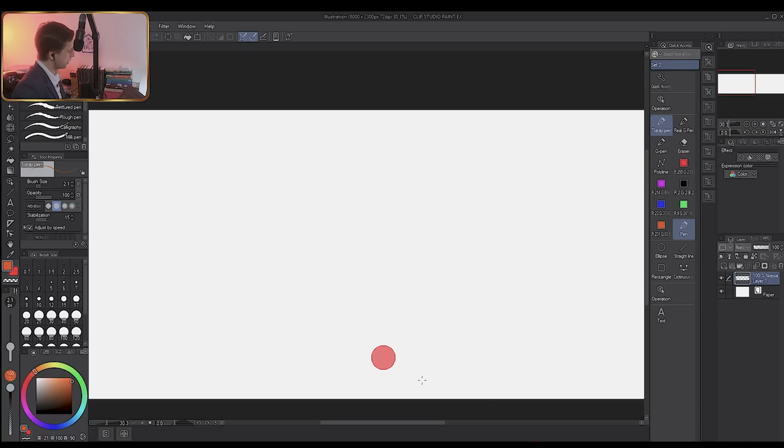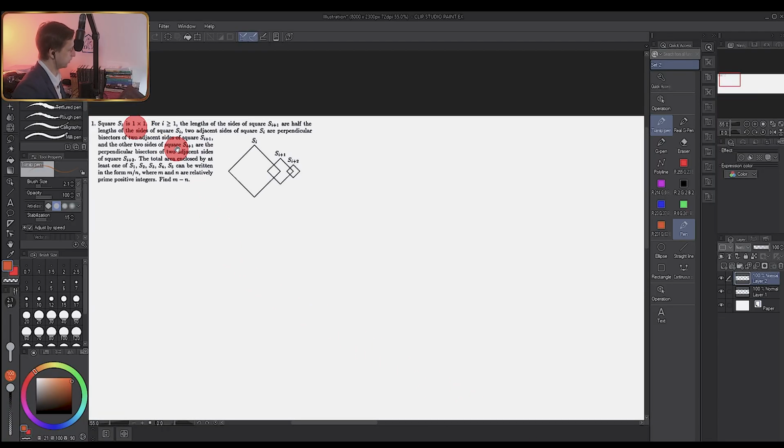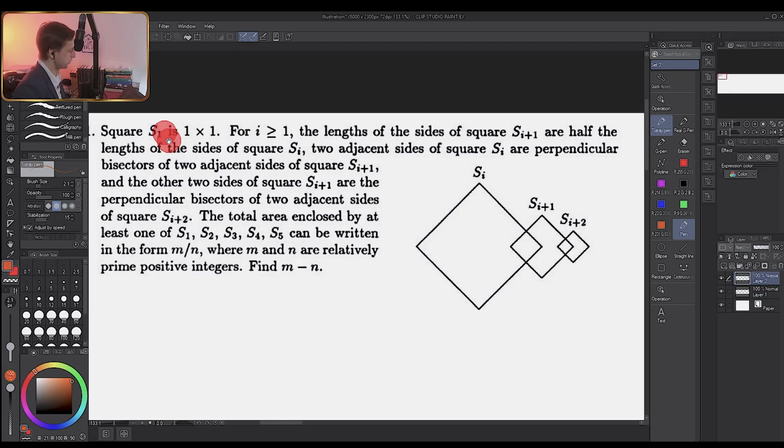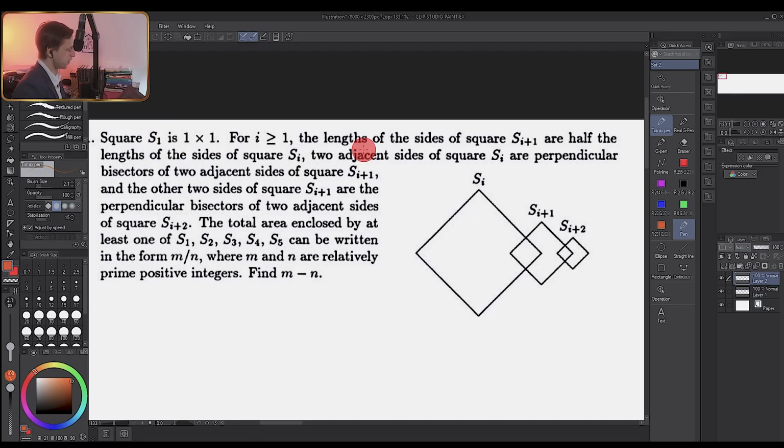You see the picture. And the first square is 1 by 1. So here S1 is a square with the side 1. And the length of the sides of the square S(i+1) are half of the length of the sides of the square S(i). So as you can see, i+1 is the next index, i is the previous index. It means that the sides of each next square are the halves of the sides of the previous square. So if the first square is 1 by 1, the next one will be 1/2 by 1/2, the next one will be 1/4 by 1/4, and so on.